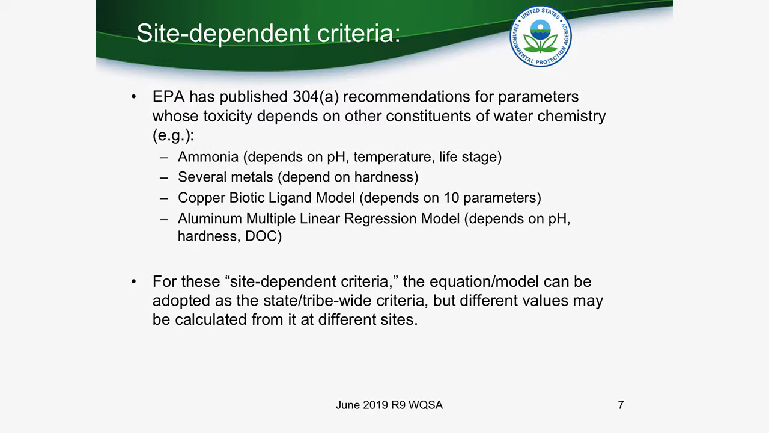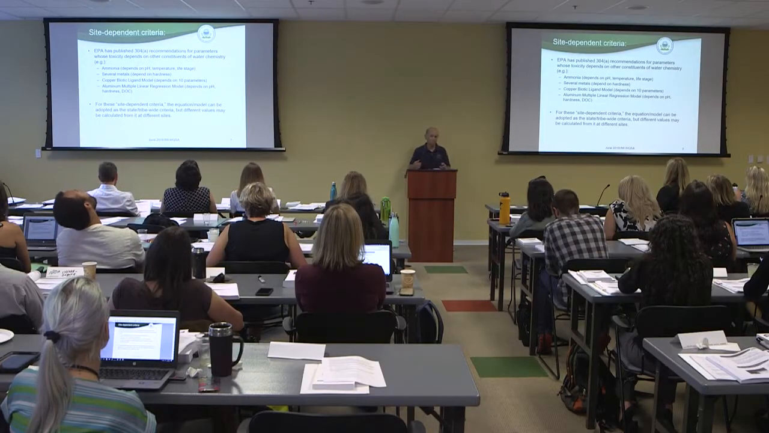And the aluminum, it's the same type of thing. There's things like DOC and what else is up there? pH and hardness that affect aluminum toxicity. But rather than having a fancy model, it's just a multilinear regression, right? Y equals mx plus b, plus another thing. So that's all it is. And then this final thing says, you could adopt these as site-specific criteria, right?